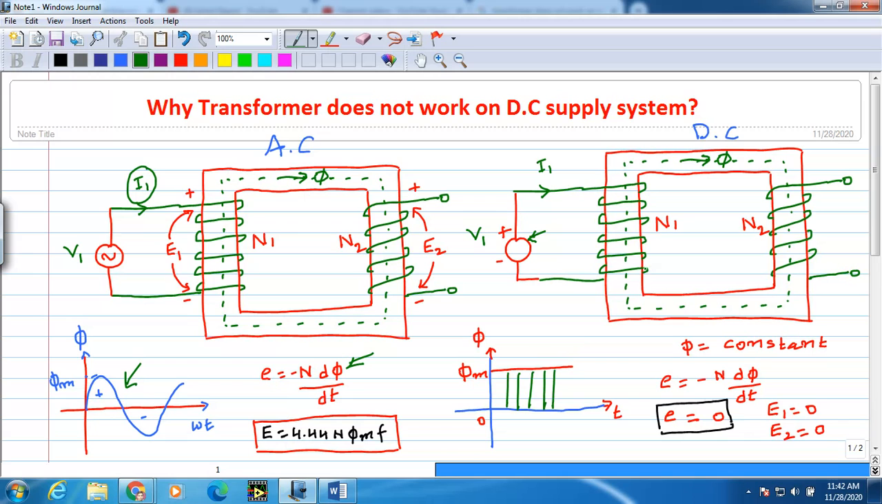Flux will always be created inside the core, right? So the flux created inside the core will be a constant flux. That constant flux is phi m. I am indicating this constant flux as phi m here, and the induced EMF in the primary winding as well as in the secondary side will be E equal to N d phi by dt. Here the phi is a constant parameter.